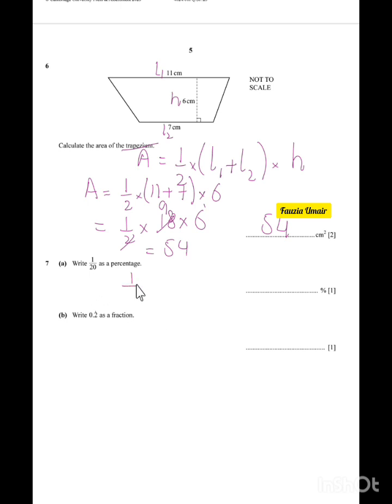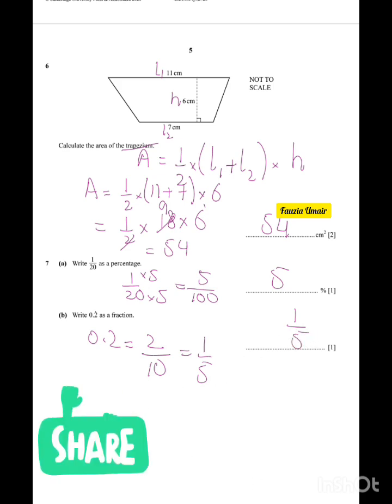Write 1 by 20 as a percentage. Very easy question and 1 mark question. 1 by 20, just use equivalent fraction method. I am using 5 by 100, so 5% is the answer. So now next question is write 0.2 as fraction. 0.2 means 2 by 10, and in simplest form the answer is 1 by 5. So in this part, if you're not changing into simplest form, even then you will not get the marks. You need to be very careful.